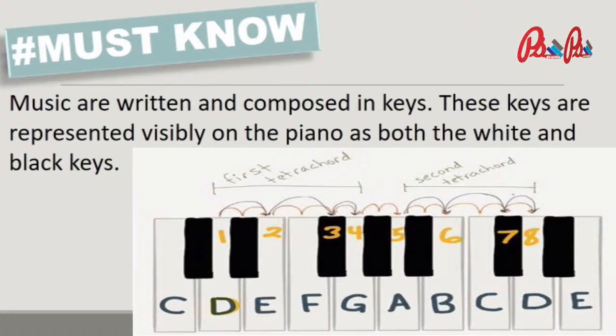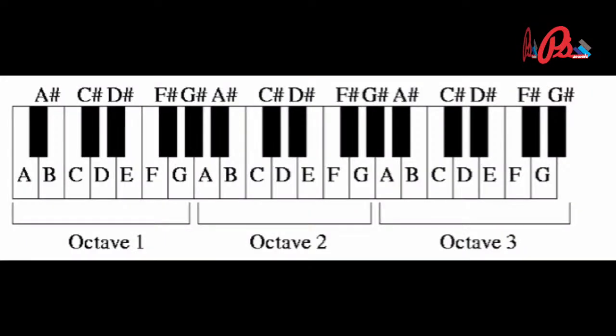Now, we have the natural keys, you can see them, C, D, E, F. Then we call the others flat or sharp. That's the way they have been written on the keyboard. The first one, beside the C, we call either C sharp or D flat, and the next one is D sharp or E flat. Then we have F sharp or G flat, we have G sharp or A flat, and we have B flat or A sharp. Now, those are the keys. When you count everything together, they make up to what? Up to 12 keys.